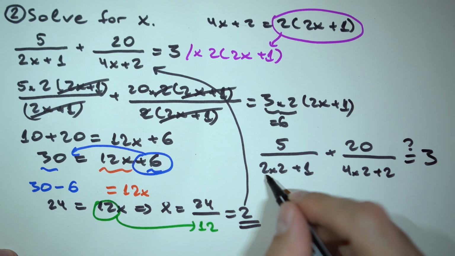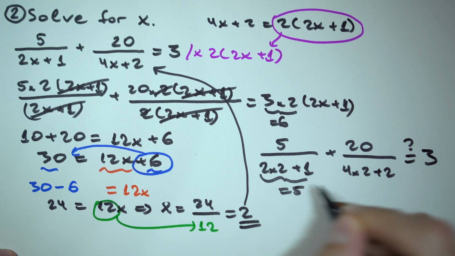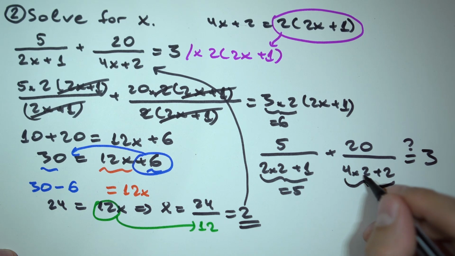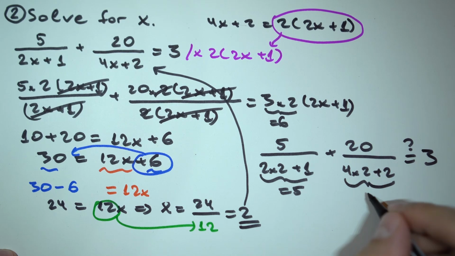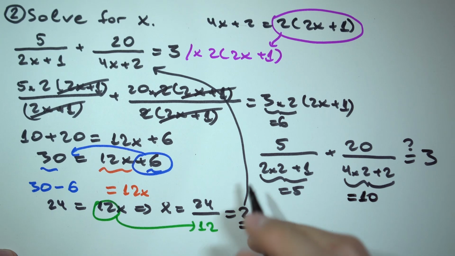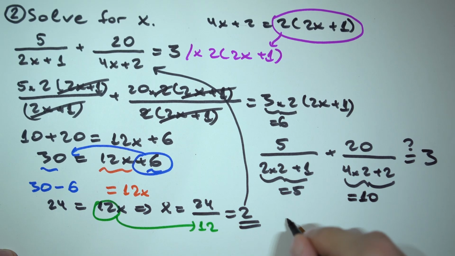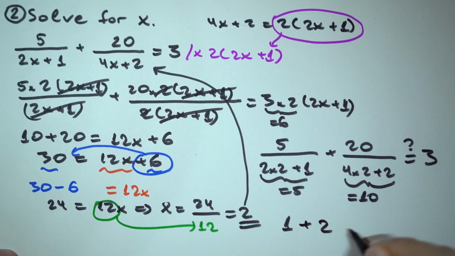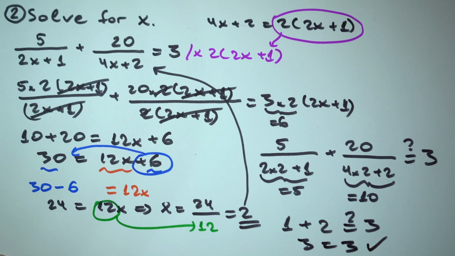2 times 2 plus 1 is 5, and 4 times 2 plus 2 is 4 times 2 is 8, plus 2 is 10. So we have 5 over 5, which is 1. 20 over 10 is 2. And we have to check whether this equals 3. And indeed it does. 3 equals 3. So our solution is correct.